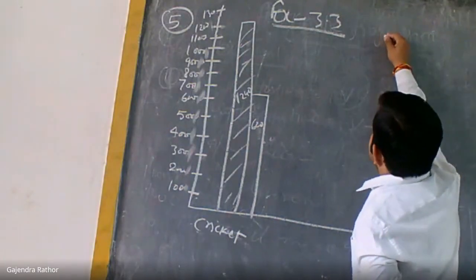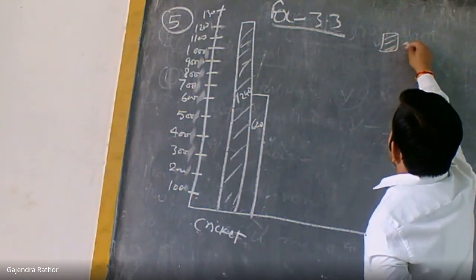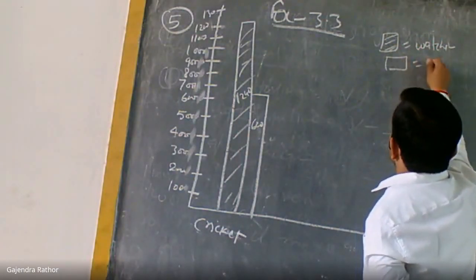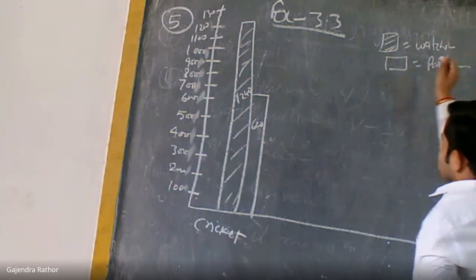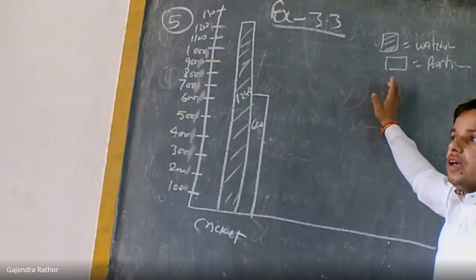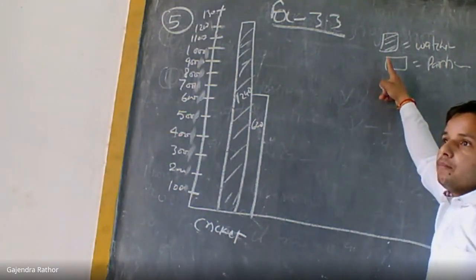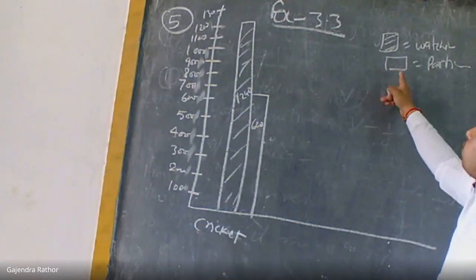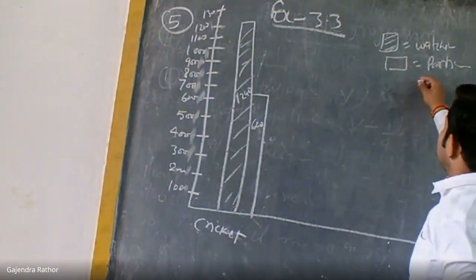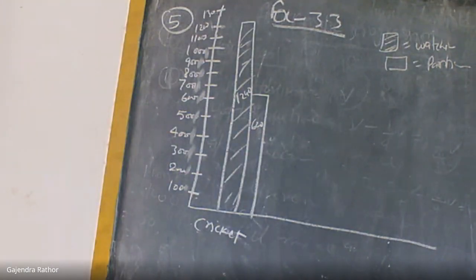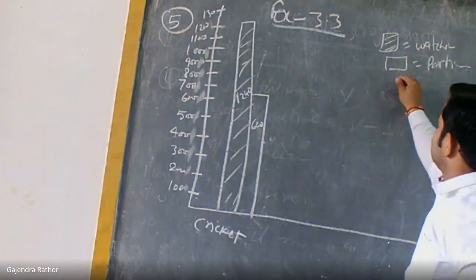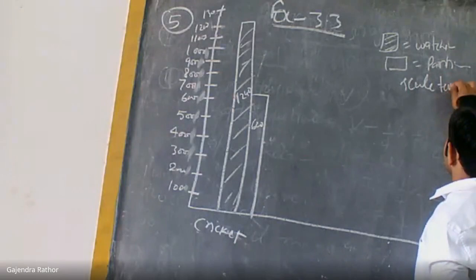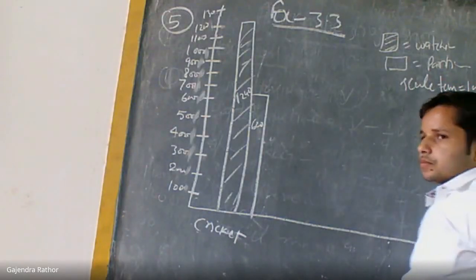This is okay. So we can indicate this is equal to watching, and this is equal to participating. By writing this we can identify which bar represents the number of participating and which bar represents the number of watching. Second, the scale we have to also write. Scale is equal to, what is the scale? 1 centimeter is equal to 100.